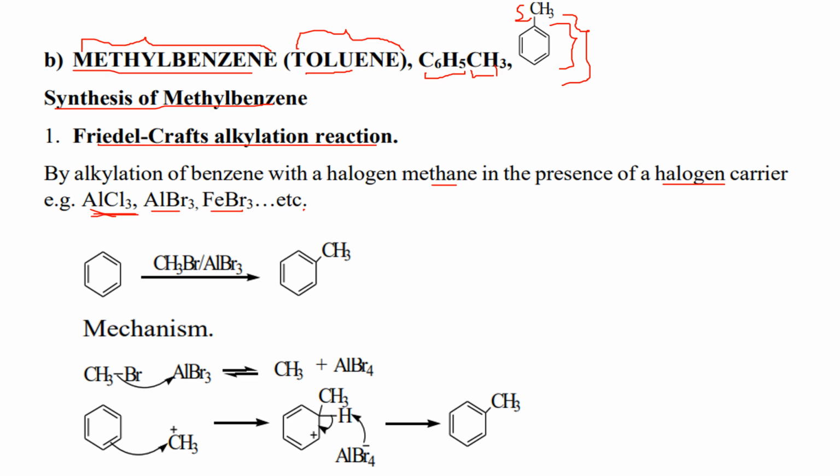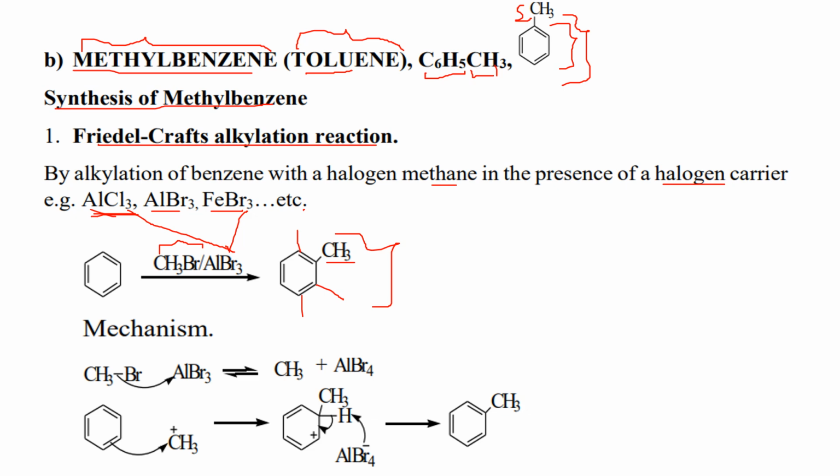This synthesis involves writing a halogen methane. The halogen methane must be either iodomethane, bromomethane, or chloromethane in presence of any halogen carrier. Here I used aluminium bromide, but mostly you can use aluminium chloride. So you'll be forming methylbenzene, or toluene. This position is independent. One can put the methyl group here, one can put it here, one can put it here. This is what you call resonance.